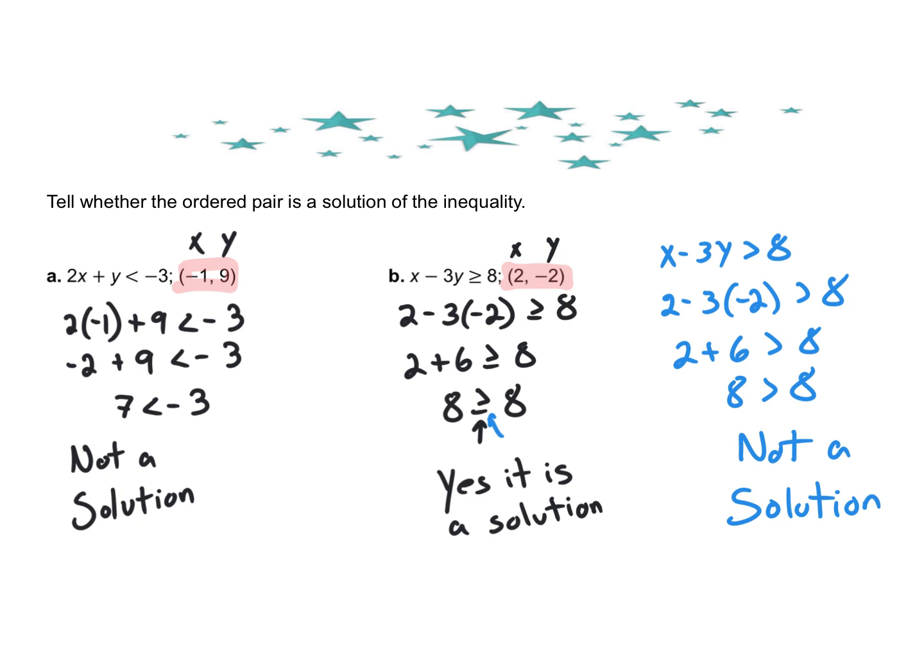So I want you guys to see both examples. As you can see, this one was very obvious because 7 is not less than negative 3. But it is important to note that that equal sign at the bottom of the inequality symbol is important. It does matter whether the answer is a solution or not.